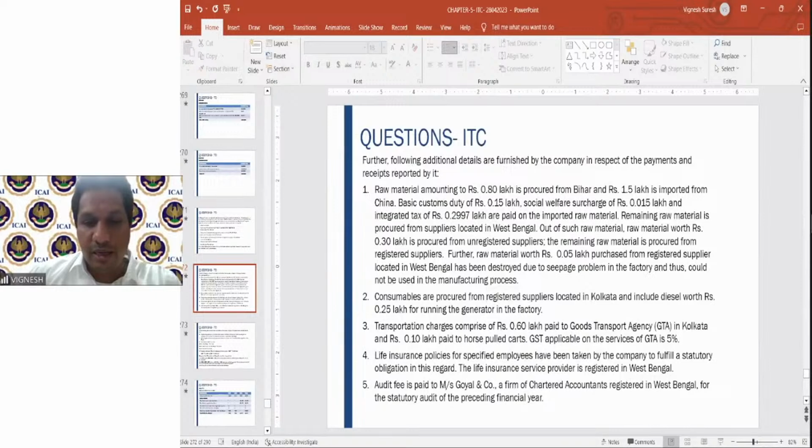So consumables is done. Then we come to transportation charges for bringing the raw material into the factory, which is 60,000 paid to GTA and 10,000 paid to horse pulled carts. Now, horse pulled carts are clearly exempt. Only the GTA will be applicable, 60,000. This is reverse charge mechanism. Reverse charge mechanism you can still claim as ITC: 60,000 into 5%, 1,500. Since it is Calcutta, CGST, SGST will come.